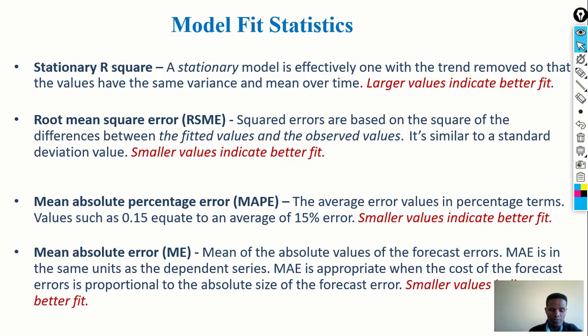And the fourth type of model fitness criteria is the mean absolute error, abbreviated as MAE. Again, the mean of the absolute values of the forecast errors. Mean absolute error is in the same unit as the dependent series. That means this is appropriate when the cost of the forecast errors is proportional to the absolute size of the forecast error. And the smaller the value of this mean absolute error, the better the model fitness again.